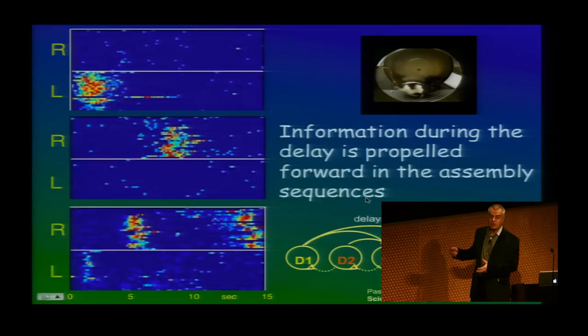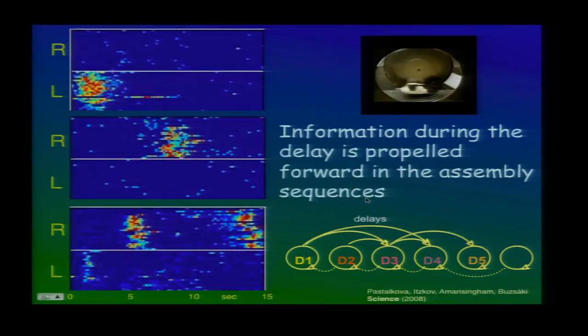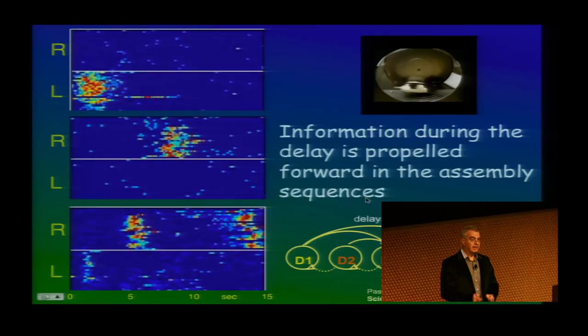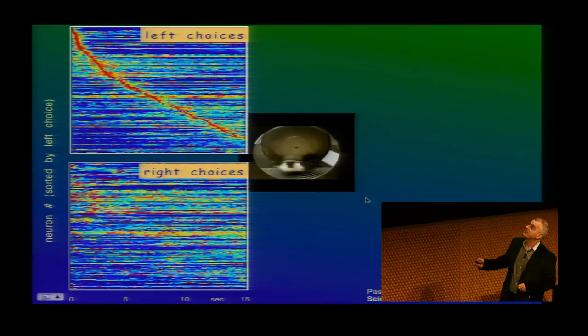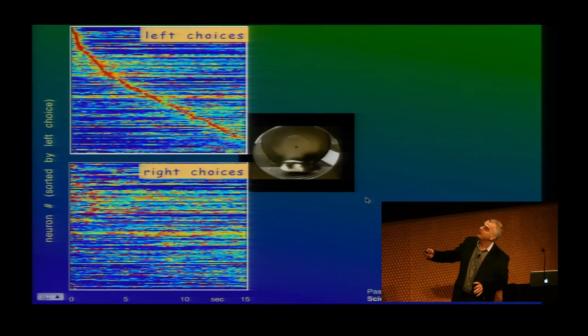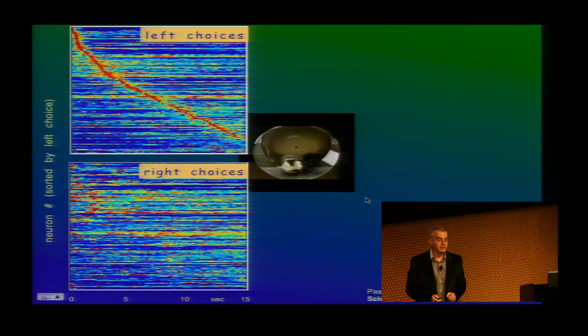What we see now is that in this n-dimensional space, the activity starts from somewhere, and where it starts and where it's going is determined by nothing else but the initial condition. If the initial conditions are the same, the trajectory will be the same. Now what we do here is this is the same order of neurons, this is time again, every line is a neuron, and we separated the trials according to the future turn of the animal, to the right or to the left.